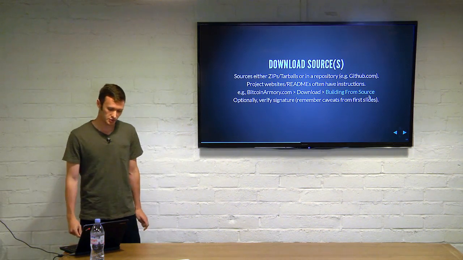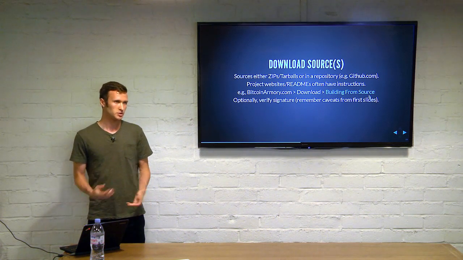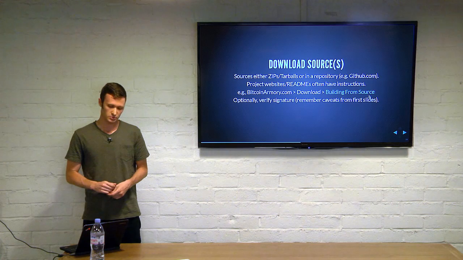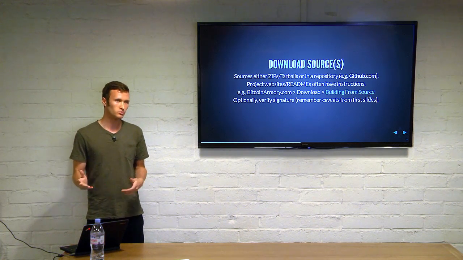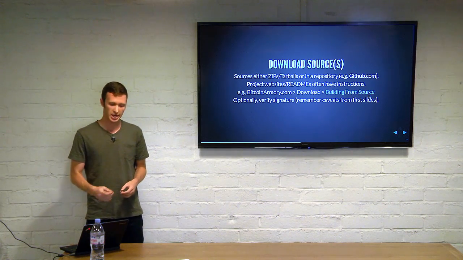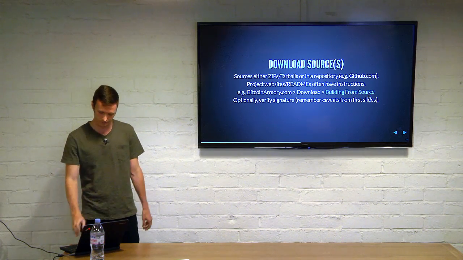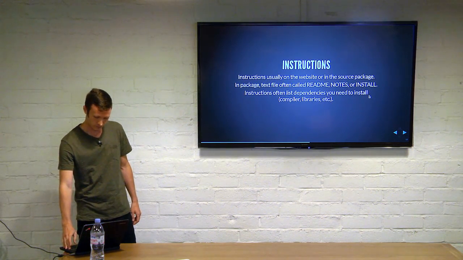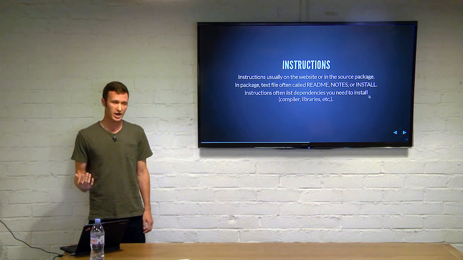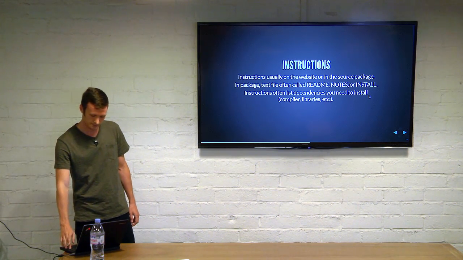So to download sources, they're either zip files or tarballs. And for example, on GitHub, you can clone code, or they're simply on websites. So BitcoinArmory has instructions on their website. And usually the zip file will have instructions in the root folder in the notes file or README file.